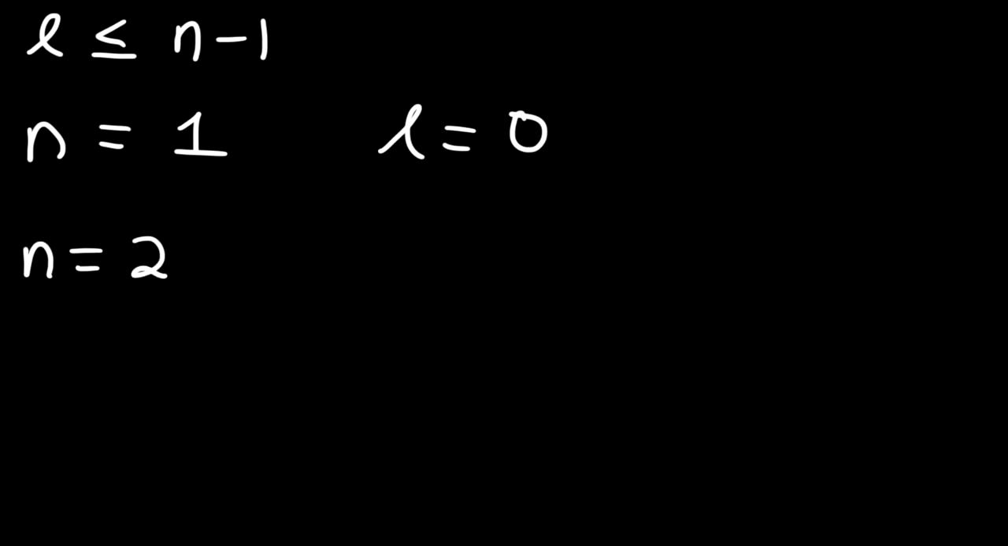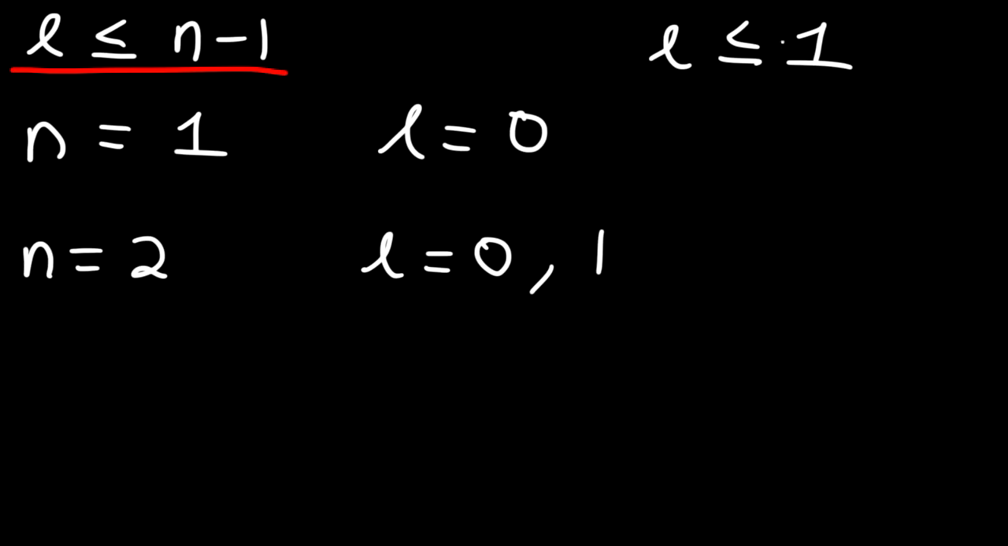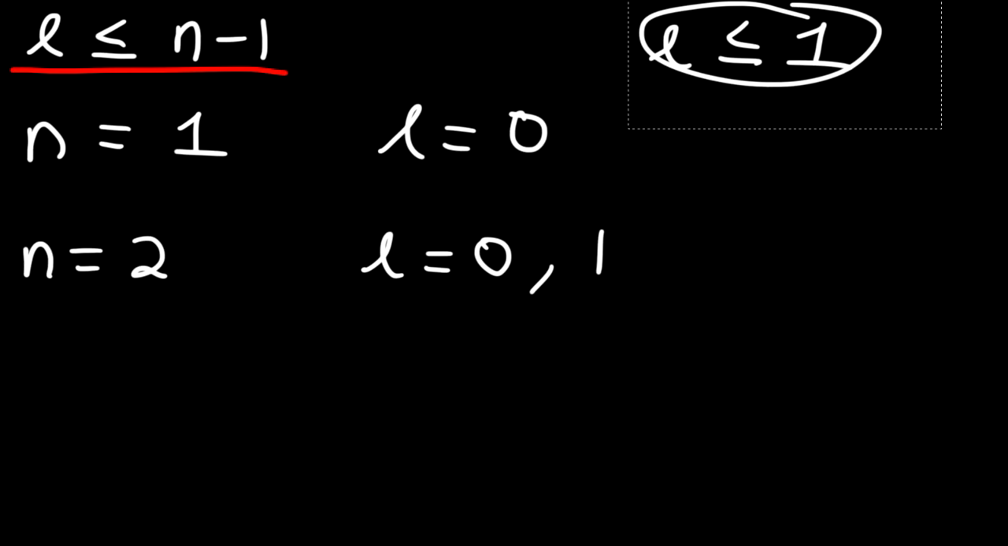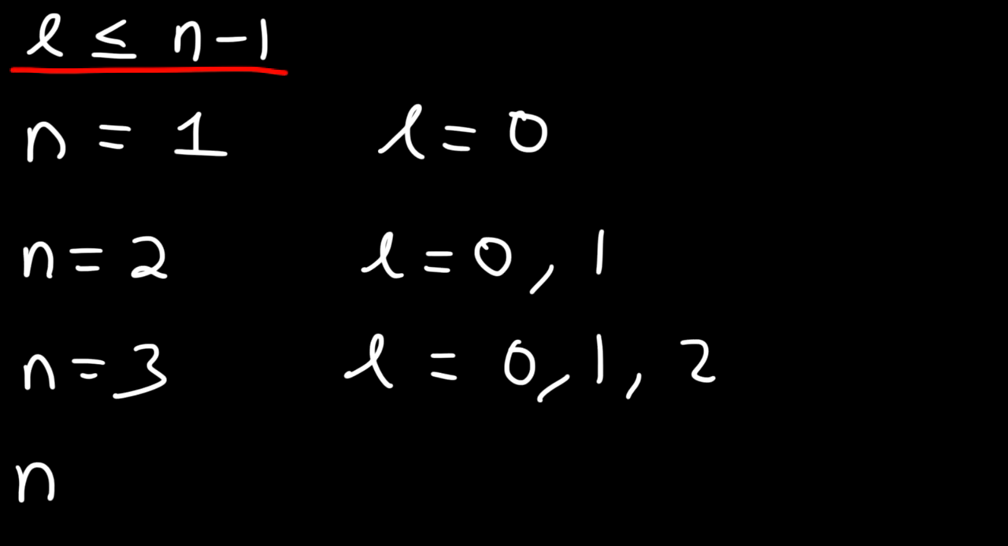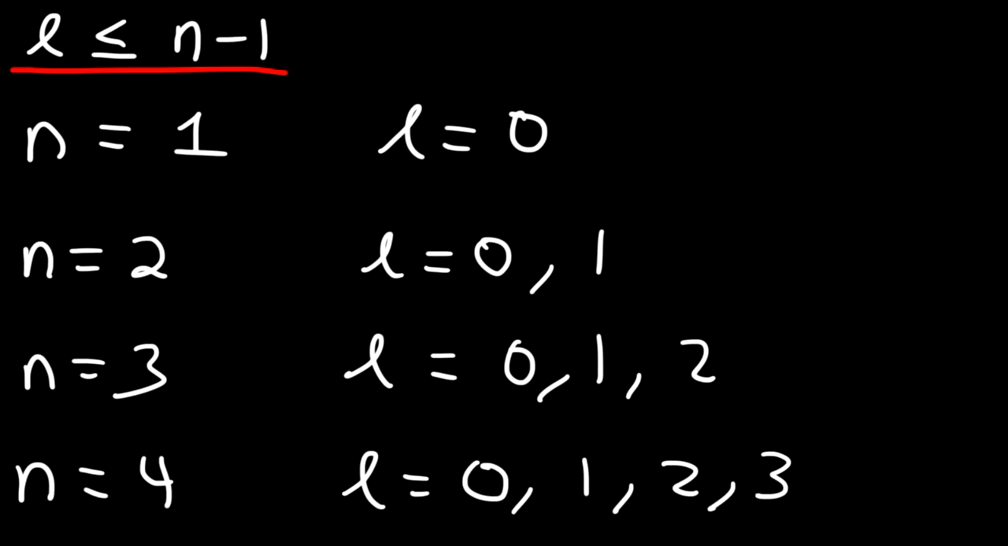Now when n is 2, according to this equation here, L has to be less than or equal to n minus 1 or 2 minus 1, which is 1. So that means L could be 0 or 1. And this expression will be true. Now what about when n is 3? When n is 3, the maximum that L can be is 3 minus 1 or 2. So L can be 0, 1, or 2. When n is 4, L could be 0, 1, 2, or 3.